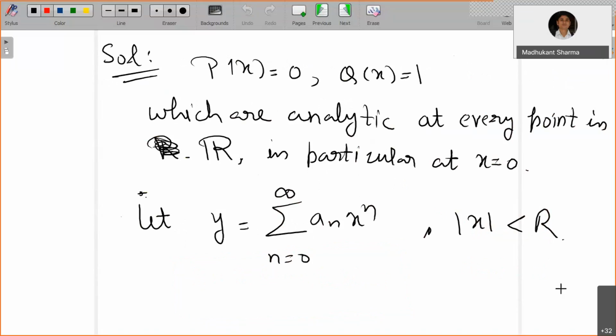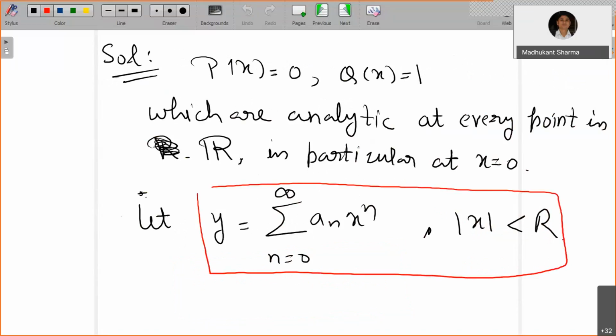So we have started with this assumption: let y equal this power series in the interval of convergence mod x less than r. Just now we were told by that result that if p and q are analytic in some neighborhood of x naught, that is mod x minus x naught less than r, then y is also analytic in this. So by using that fact, you can certainly say r will come out as infinity, so it converges for every value of x. We will also be proving that.